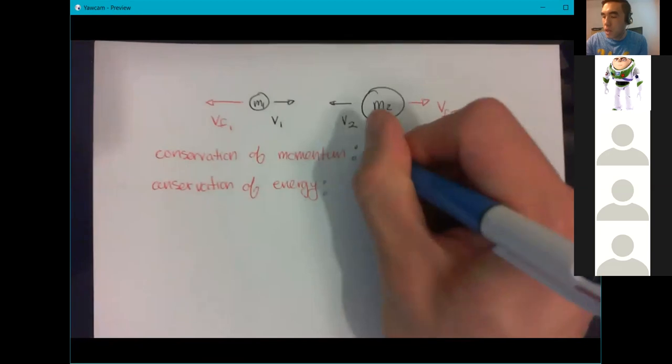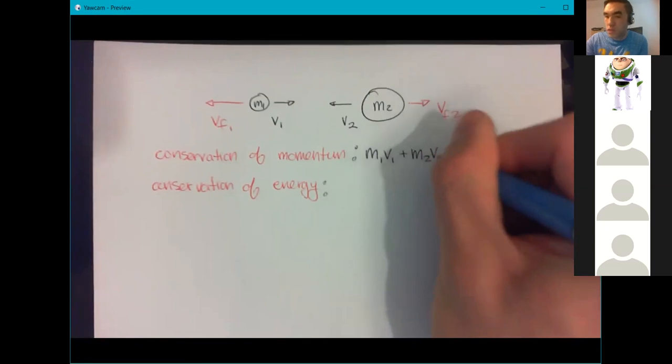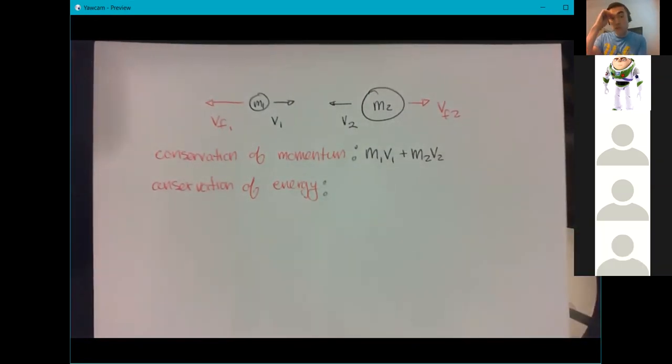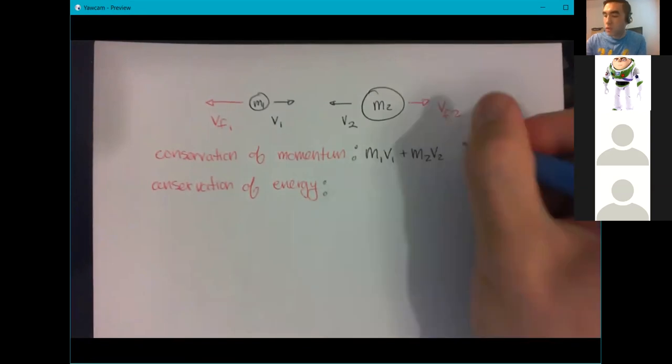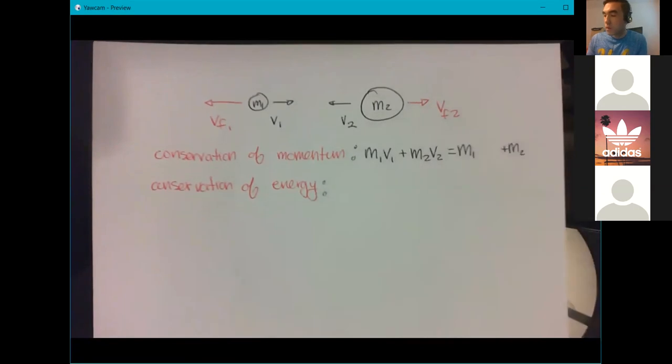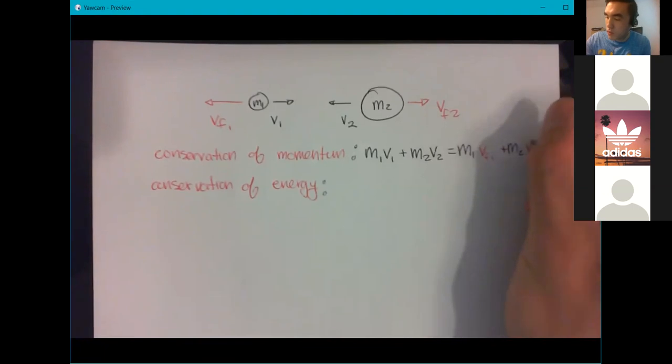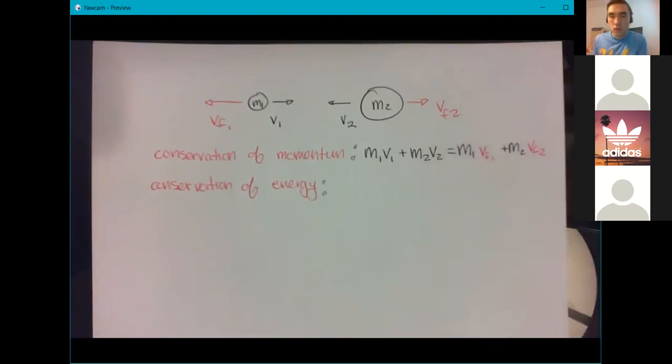Conservation of momentum tells us that m1 v1 plus m2 v2, the masses times the velocities coming in, must be equal to m1 v1 final plus m2 v2 final. So there exists some term in physics called momentum. It's mass multiplied by velocity. And we know from physical equations that the total amount of momentum before and the total amount of momentum after doesn't change.